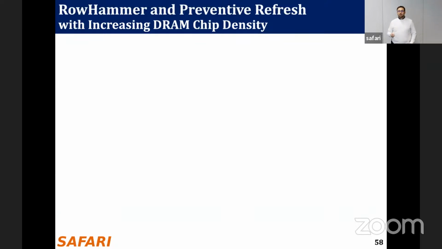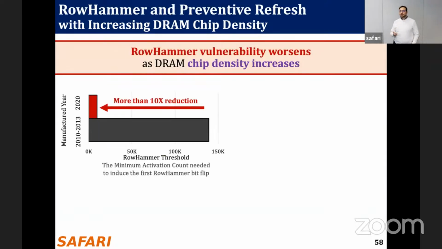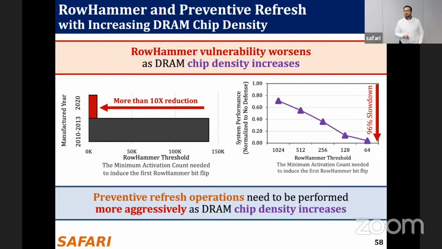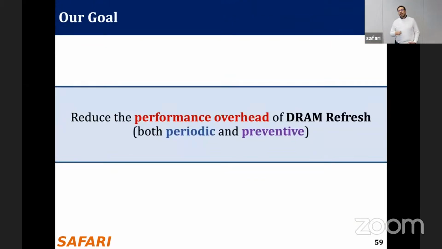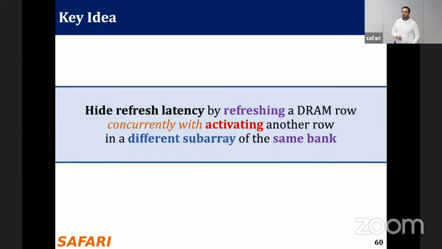And when we look at the preventive refresh operations, RowHammer vulnerability worsens as DRAM chip density increases. And we already talked about this, more than an order of magnitude reduction in the hammer count. And when we look at the performance impact of the most scalable mechanism of that time, we observe that there is a significant 96% slowdown as we go to very low RowHammer thresholds. And that means that preventive refresh operations need to perform more aggressively, and they induce more and more performance overheads. And our goal here is to reduce the performance overhead of DRAM refresh for both periodic and preventive DRAM refresh operations.